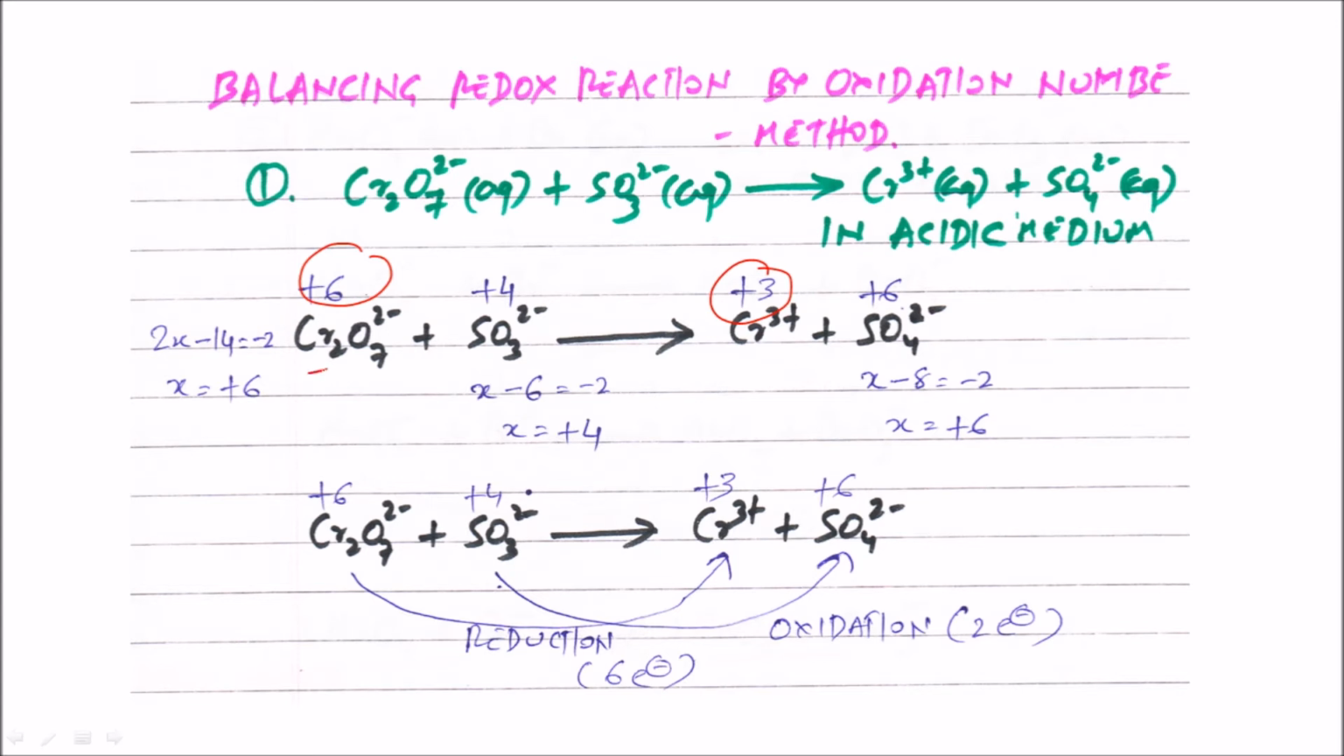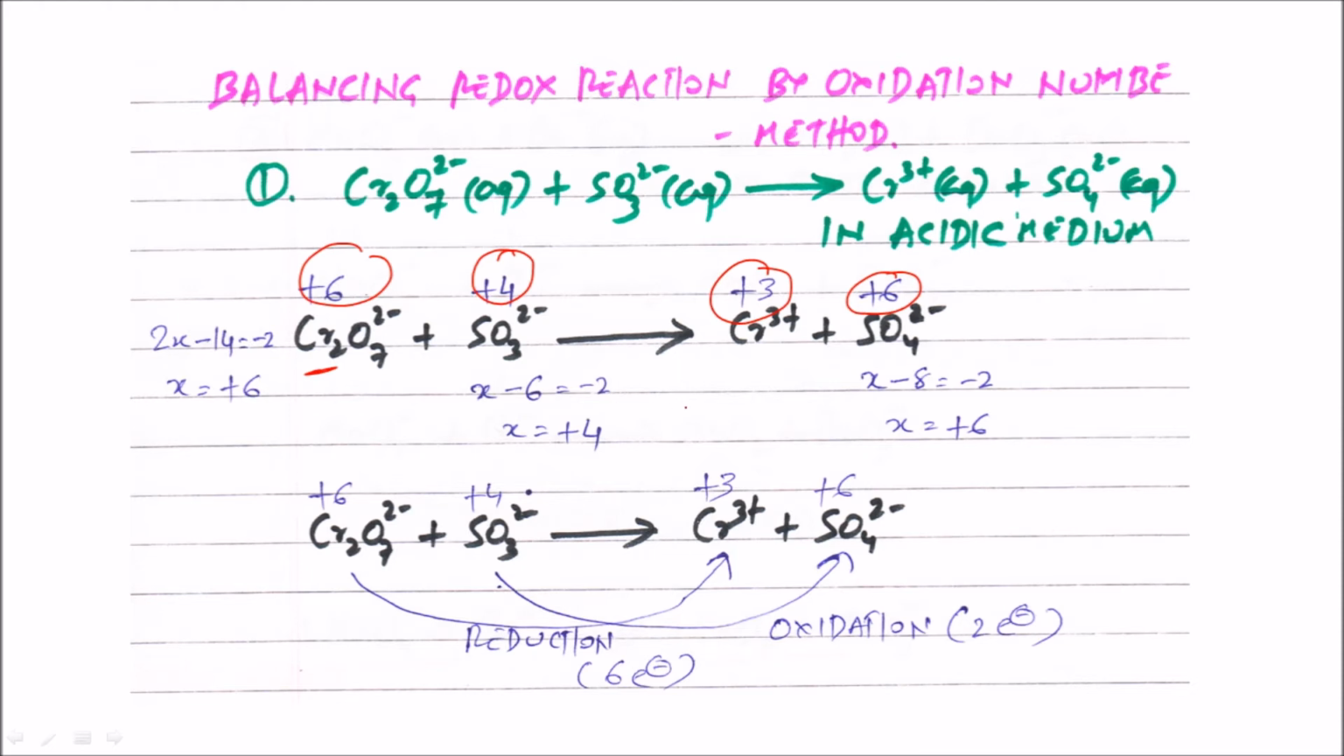Okay, here also you got chromium, right? So chromium oxidation number changing from +6 to +3 and sulfur oxidation number changing from +4 to +6. So the next step is we need to separate or identify the oxidation step and reduction step, meaning which one is getting oxidized and which one is getting reduced.